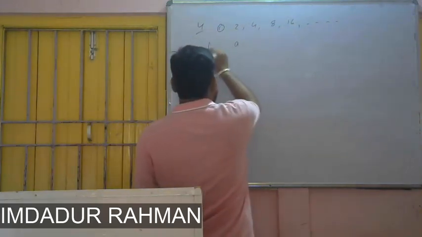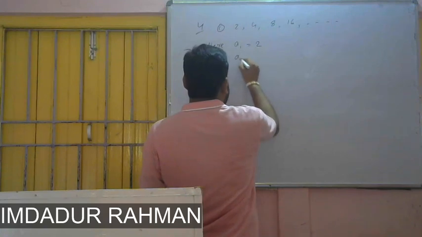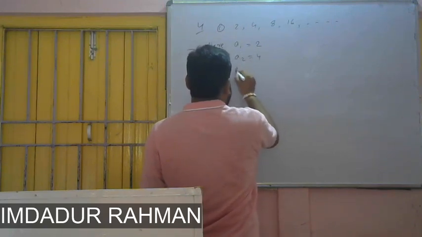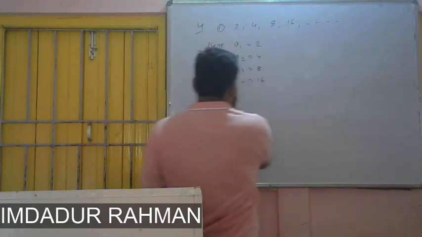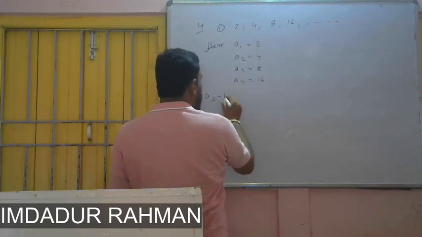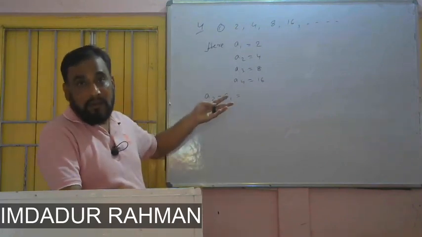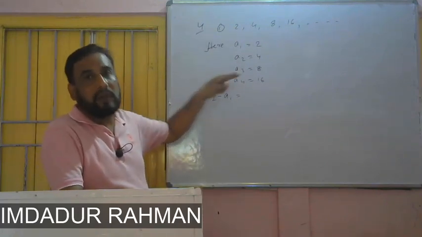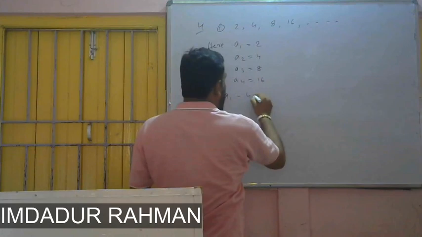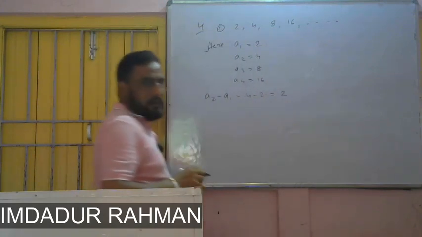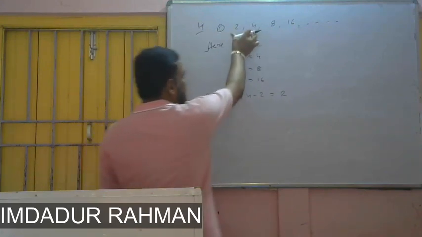So here a1 is equal to 2, a2 is equal to 4, a3 is equal to 8 and a4 is equal to 16. We will find out a2 minus a1. Why? We are finding the common difference: second term minus first term, third term minus second term, fourth term minus third term. So second term minus first term, that is 4 minus 2, is equal to how much? 2.